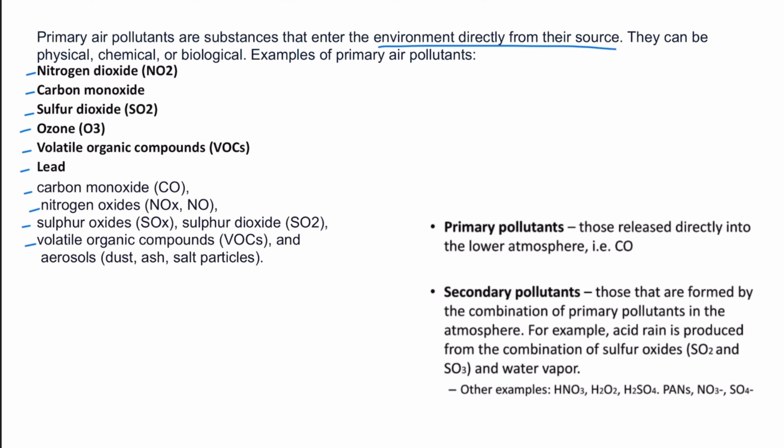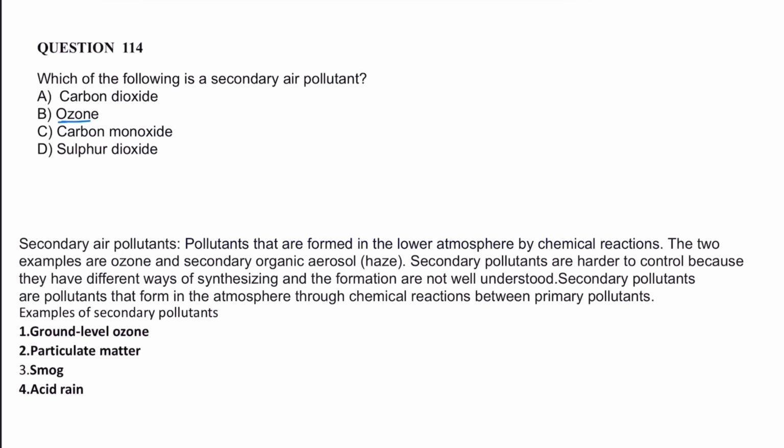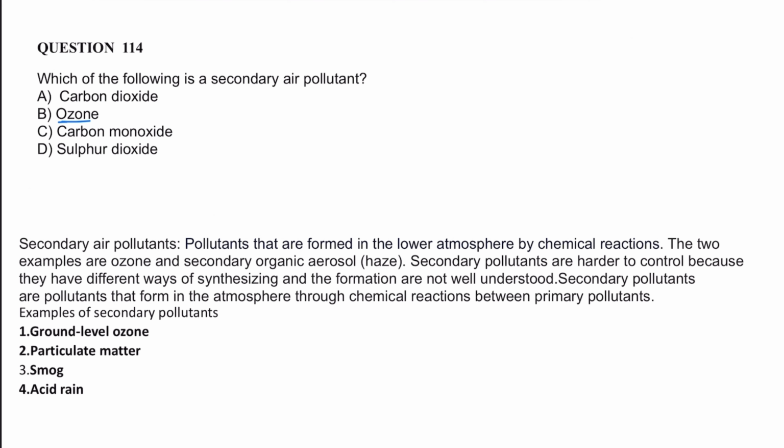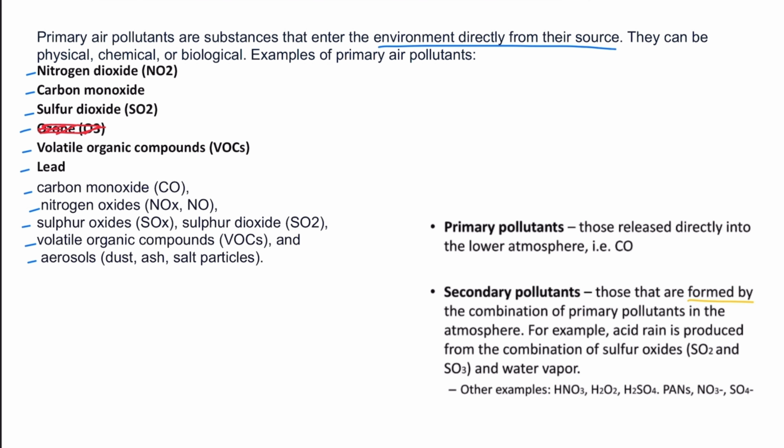Whereas secondary air pollutants, so ozone is a secondary air pollutant. Secondary air pollutants are pollutants that are formed in the lower atmosphere by chemical reactions. These secondary pollutants are harder to control because they have different ways of synthesizing and their formation is not well understood. Secondary air pollutants are formed by the combination of primary air pollutants in the atmosphere. An example is acid rain, which is produced from the combination of sulfur oxides and water vapor.